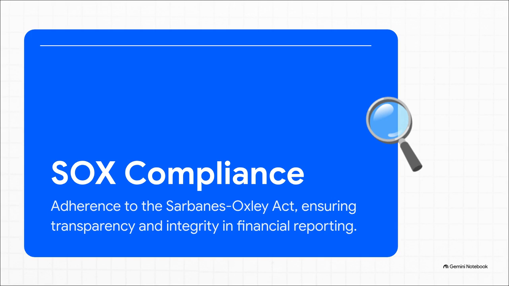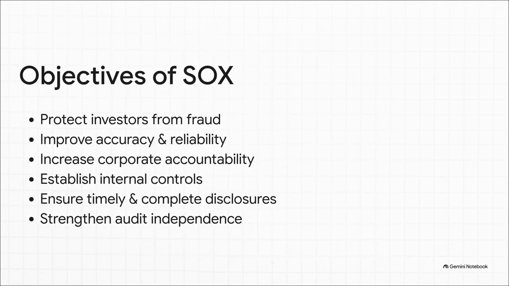Think back to those massive corporate frauds in the early 2000s that totally devastated investor trust. This law was the heavy-hitting response to that. Moving right along to the objectives of SOX, it's really about building a wall against deception. First, protect investors from fraud. Second, improve the accuracy and reliability of reporting. Third, increase corporate accountability and transparency. Fourth, establish rock-solid internal controls over reporting. Fifth, ensure timely and complete disclosures. And finally, strengthen audit independence and oversight. Every single one of these objectives is a targeted countermeasure against the loopholes of the past.